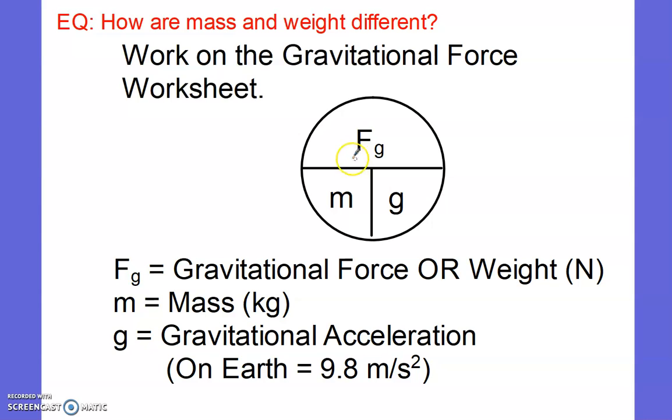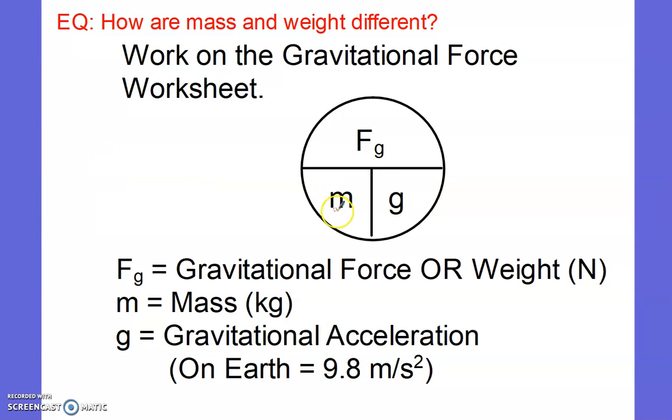This then shows us that to calculate the gravitational force, we multiply the mass and the gravitational acceleration. So the formula for gravitational force, because they're side by side, is mass times gravitational acceleration. If instead I wanted to calculate the mass, then I'm going to take the gravitational force and divide by the gravitational acceleration. So depending on what you want to solve for, either multiply or divide, the circle equation will help you do so.